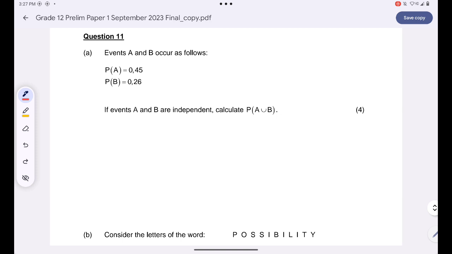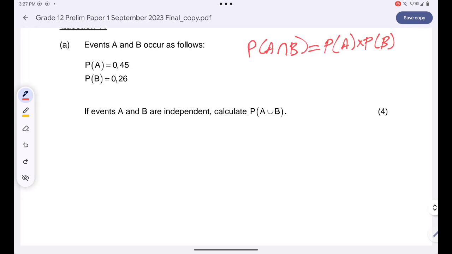If, guys, two events are independent, it simply means that the probability of A and B is basically equal to the probability of A multiplied by the probability of B, if the two events are independent, right? Okay, but they want us to find the probability of A or B.